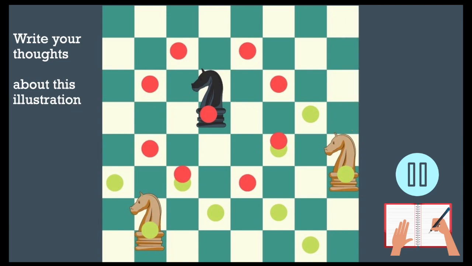What have you noticed with the red and green? Two of them have the same spot. So if the black knight moves to that spot, it will be captured by the white. Or if the white moves to that spot, then the black knight will capture the white knight. Let me see if you have the same thoughts. Okay, just write it down.